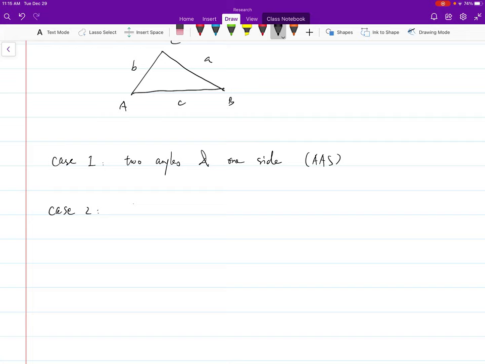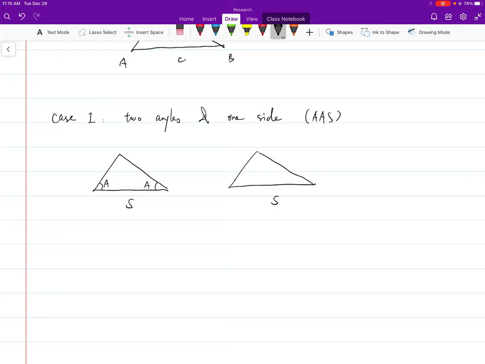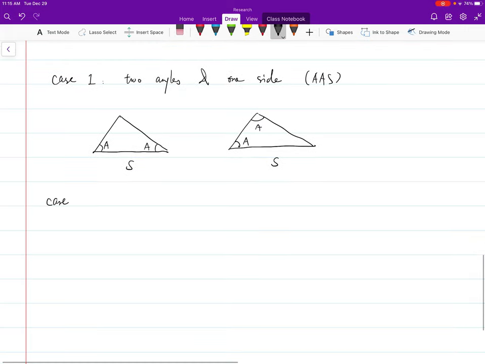Case two, we may have one angle and two sides. Let's talk about AAS first, just to make sure. Okay, let's say you know this side. What angles do you know? You can know these two angles, or you can know this angle and one of the others. Or maybe this case. Okay, but through symmetry, if you flip this thing, this case and this case are basically the same. So we'll only have two cases, and later we will show those both cases can be handled easily.